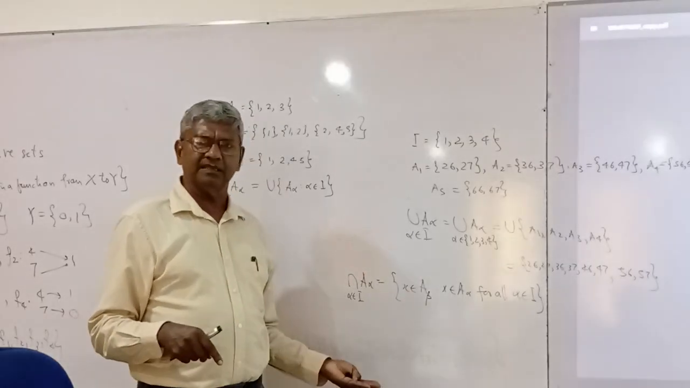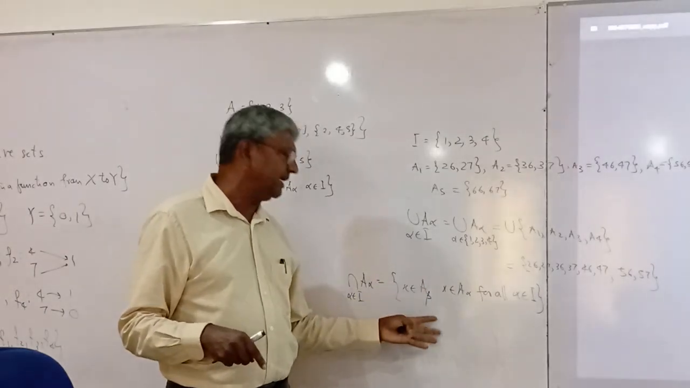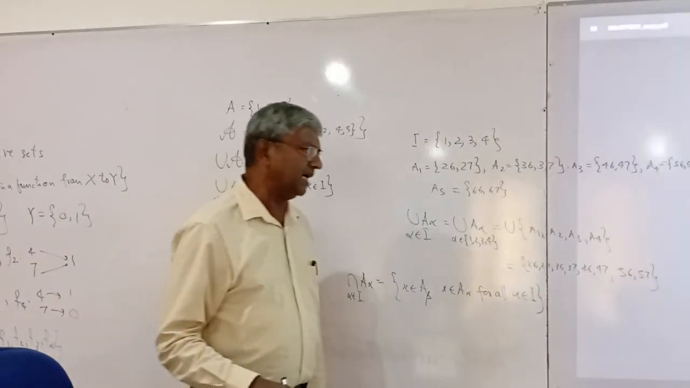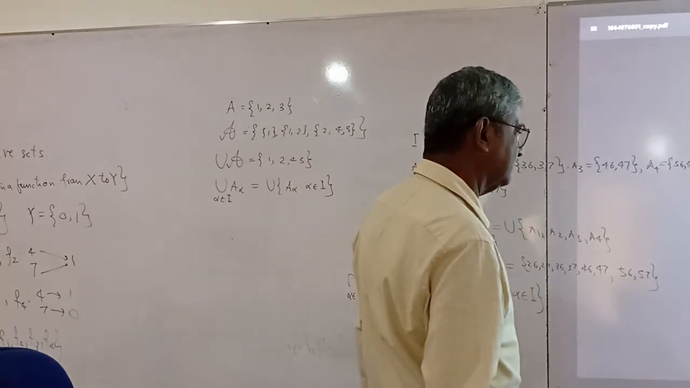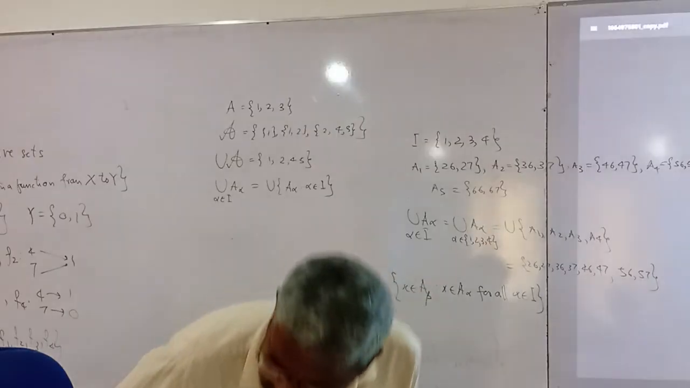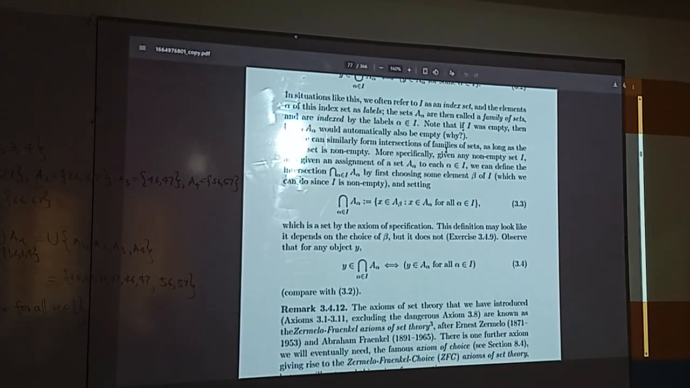You choose one beta, then you collect all the x's belonging to A beta, such that x must belong to A alpha, for all alpha belonging to I. The important thing is, I didn't understand why he did so. I didn't think about it. Maybe next day I will think about it and let you know. Which is said by axiom of specification. I guess maybe he wants to justify that axiom of specification that I haven't paid much attention to.